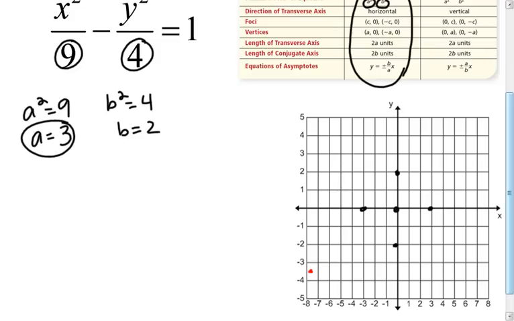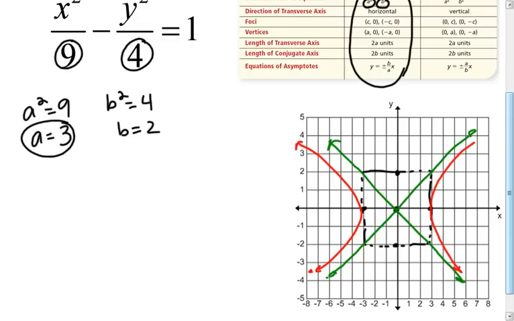Let's try this again. Sorry. Here's my box. Okay. Here's my asymptotes. All right, sorry about that. And here's your branches of your hyperbola. Okay, let's try this again.